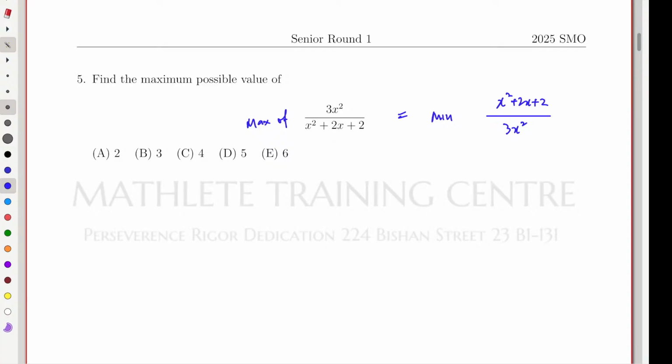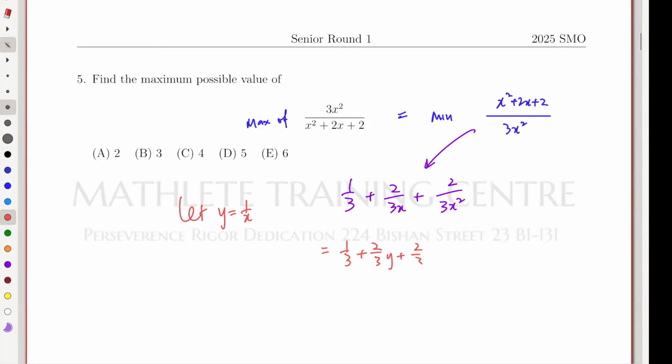So instead, let's try to minimize this. Now, this term right here, we can say, okay, the first one is 1 over 3, it's a constant. The second one is going to be 2x over 3x squared, that's 2 over 3x. And the last one is going to be 2 over 3x squared. We realize that we have reciprocals for this expression, right? 1 over x, 1 over x squared, this is what we have. So now it makes sense to let y be equal to 1 over x. I get 1 over 3 plus 2 over 3y plus 2 over 3y squared.